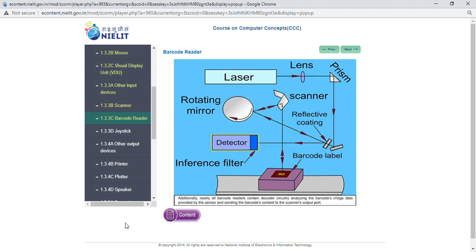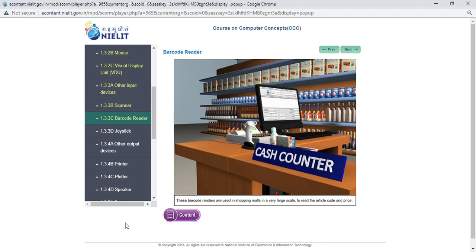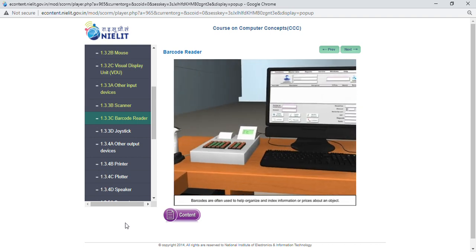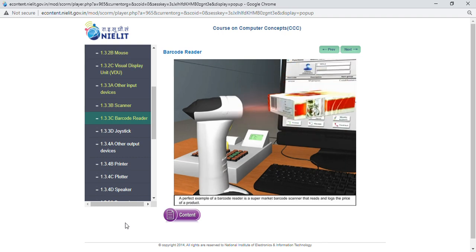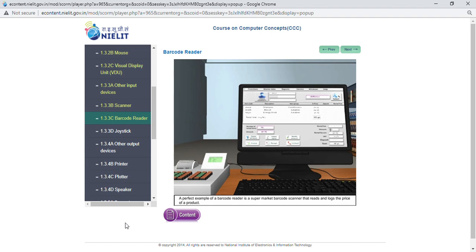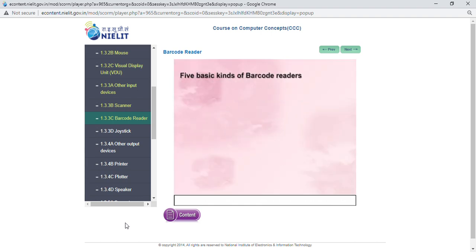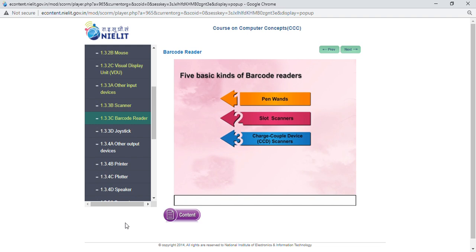Additionally, nearly all barcode readers contain decoder circuitry analyzing the barcode's image data provided by the sensor and sending the barcode's content to the scanner's output port. These barcode readers are used in shopping malls on a very large scale to read the article code and price. Barcodes are often used to help organize and index information or prices about an object. A perfect example of a barcode reader is a supermarket barcode scanner that reads and locks the price of a product. There are five basic kinds of barcode readers: pen wands, slot scanners, charge-coupled device CCD scanners, image scanners, and laser scanners.